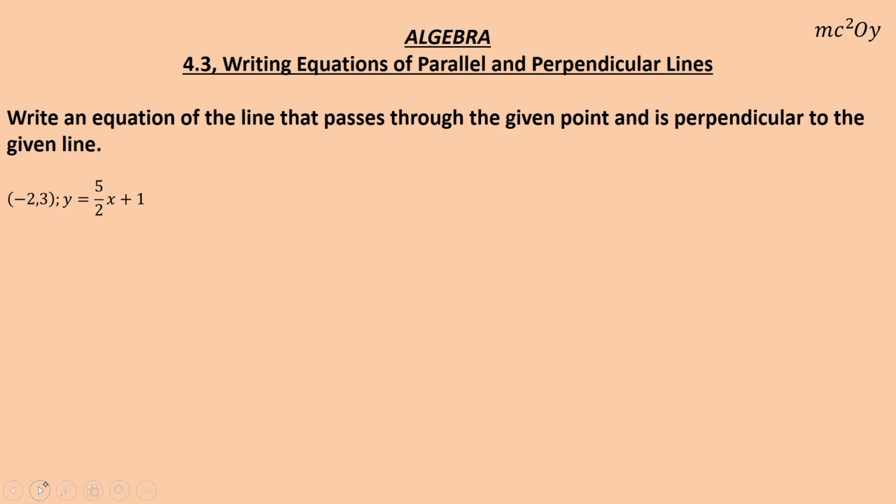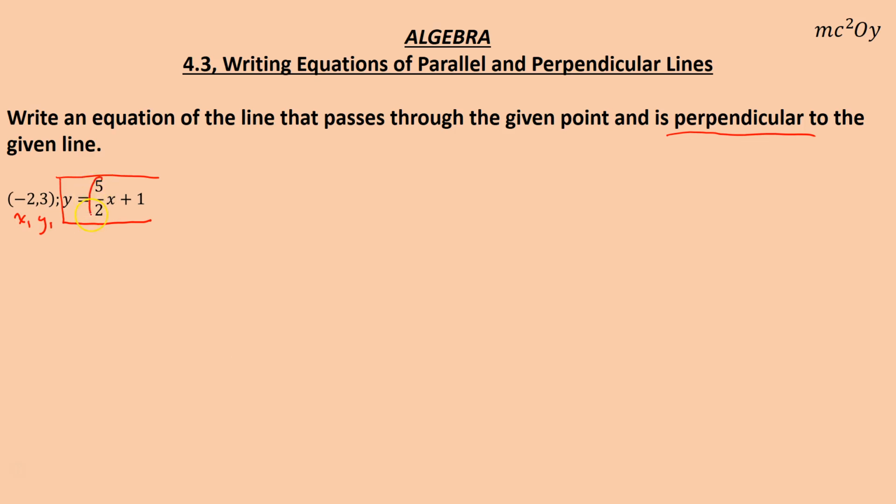All right. So the last thing here, we're going to write an equation of a line that passes through a given point, and this time is perpendicular. Once again, here's my equation, and here is the point. We've already determined if you're given a point and you know the slope, you're going to use point slope form. So I'm going to first figure out the slope.